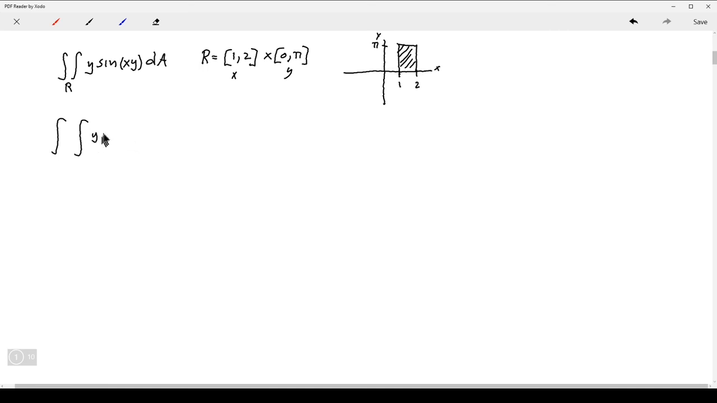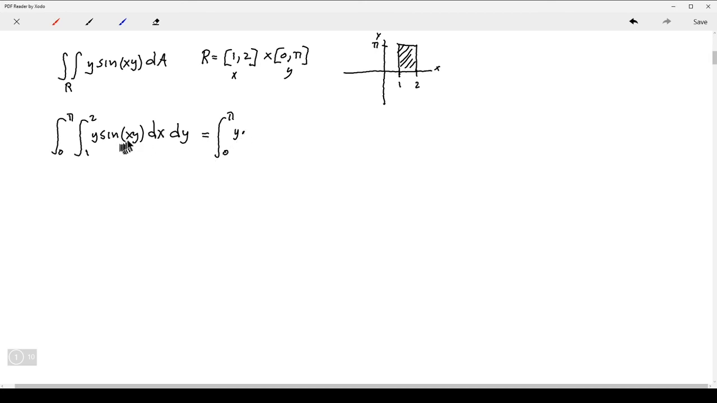My function is y sine xy. And I'm making a decision that I want to do x first. So dx goes inside, which means my x bounds go inside. dy goes second, which means my y bounds go outside. I'm going to do the inside integral first. With respect to x, y is just a constant, so I'm going to throw that out in front.